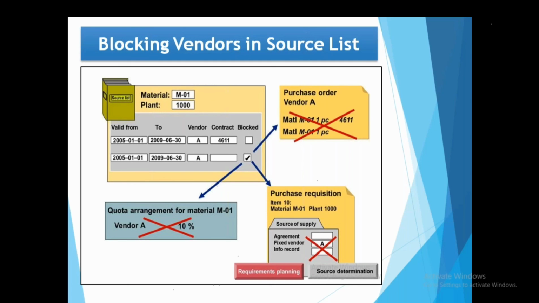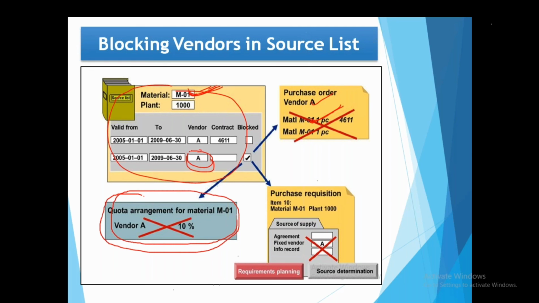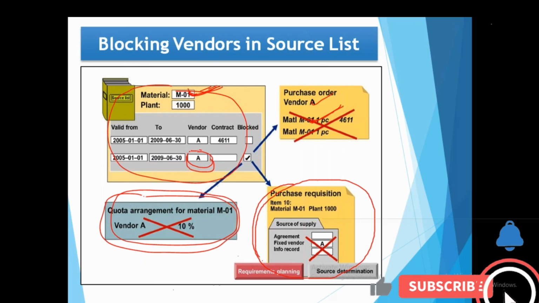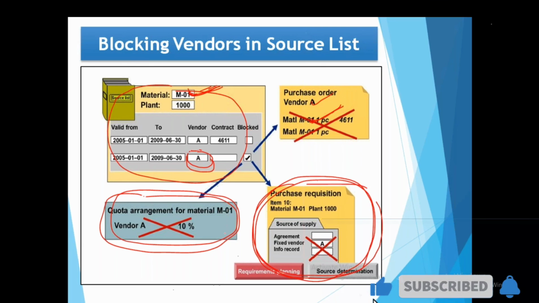Instead of blocking the entire vendor, you can block a vendor for a particular material. That means we are blocking this vendor for this material. So once you do that in the source list, it will not allow you to create a purchase order for that vendor for that particular material. And you cannot even enter that vendor in the quota arrangement, and it will not be considered in the source determination.